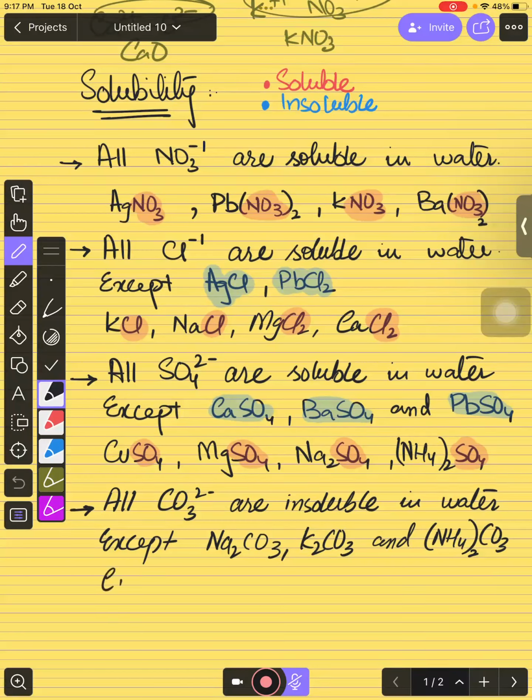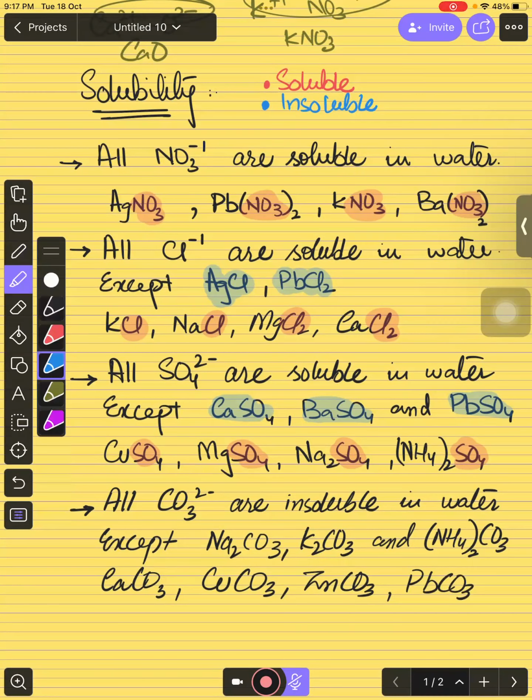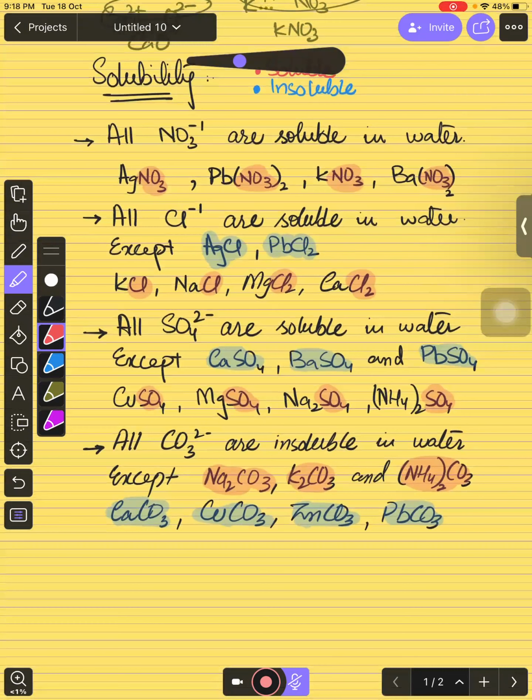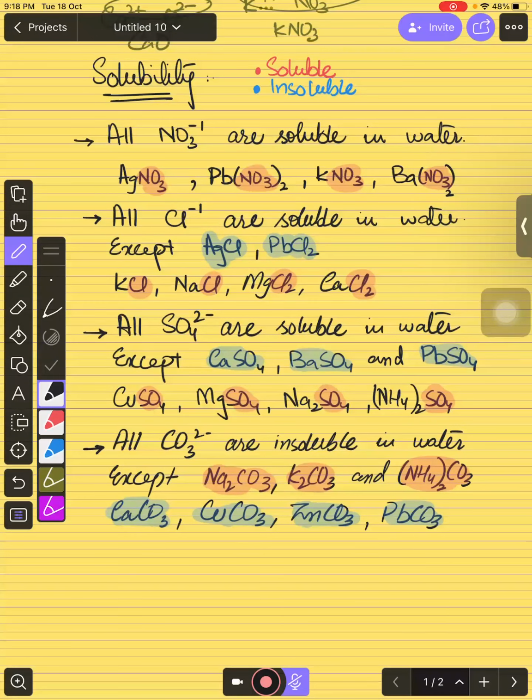If you talk about calcium carbonate, it is insoluble. Copper carbonate is insoluble. Zinc carbonate is insoluble. Lead carbonate is insoluble. Only three are soluble: this one, this one, and this one. Right? Yes, sir. Then we have one more new addition in our syllabus, which is about hydroxide.